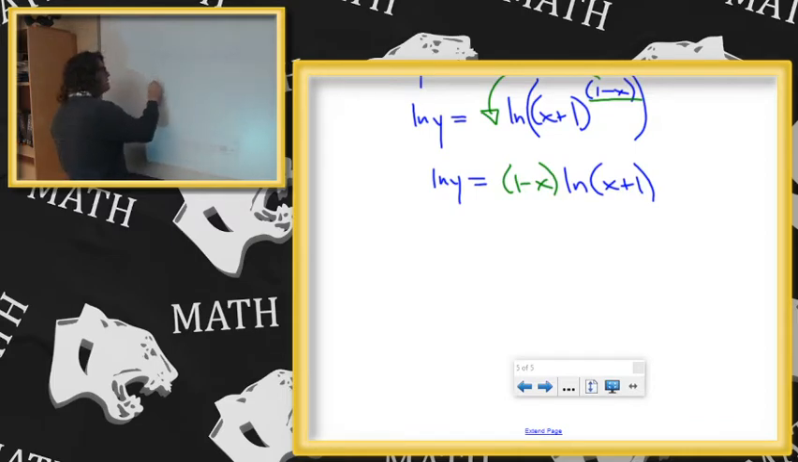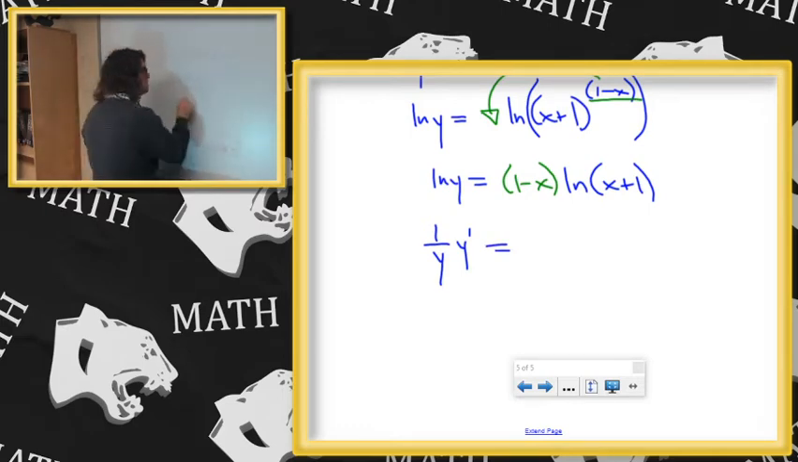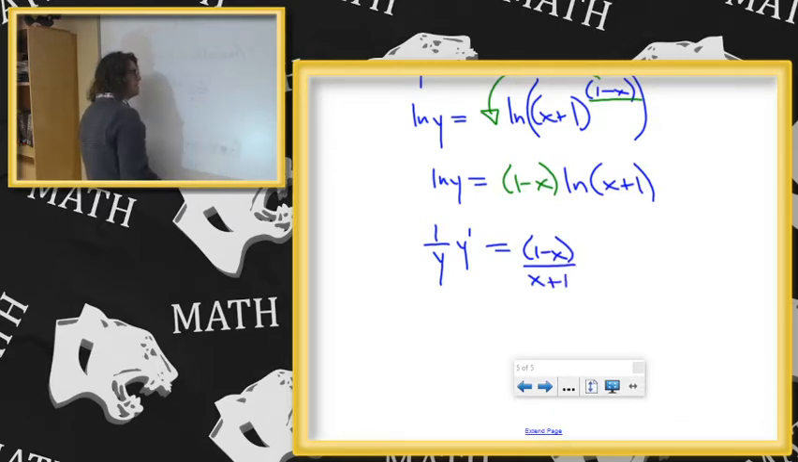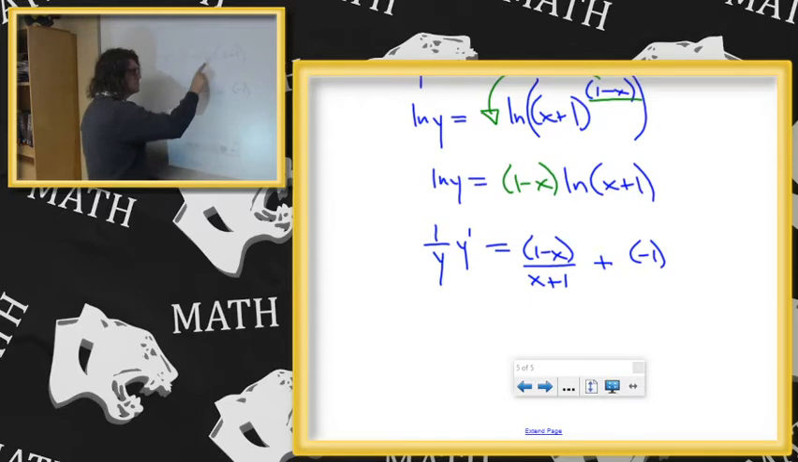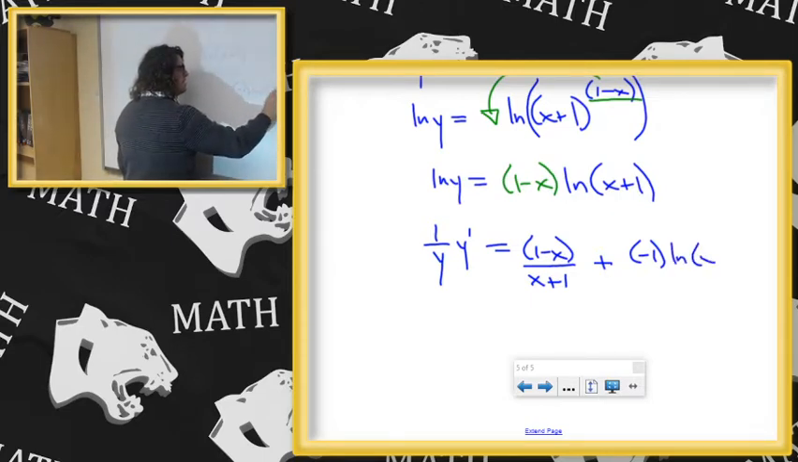And so on the left hand side, it is implicit differentiation, so we're taking a derivative with respect to x of something that's written in y. So it's 1 over y, leave the inside alone, times the derivative of the inside, which is going to be y prime or dy by dx. That's going to be equal to product rule on this part. So I'm going to leave the first part alone, multiply by the derivative of the second part. So the derivative of the second part is 1 over that inside times the derivative of the inside, which is just 1. So that's the first part of product rule. And then I'm going to take the derivative of this, which is -1, times this part left alone, which is ln of x plus 1.